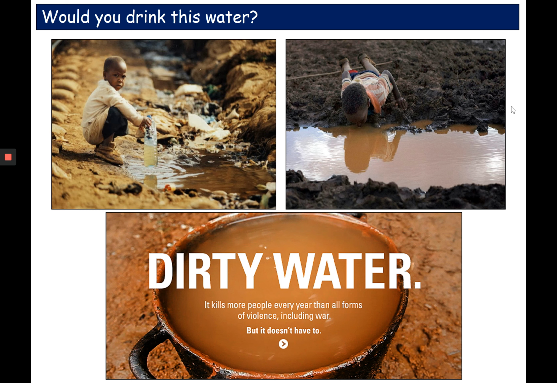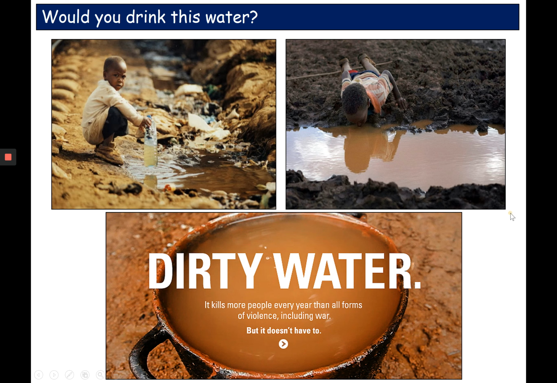There's 7.7 billion people on planet Earth, and dirty water kills more people every year than all forms of violence, including war. So why is that? Now, I certainly look at that and think that's not fair. We should do something about that. And we're going to come on to that in the next few lessons. But for today, we're just thinking about this issue of water insecurity, and we're looking at what the impacts are on people, on the countries and the communities they live in, and on the environment around them.